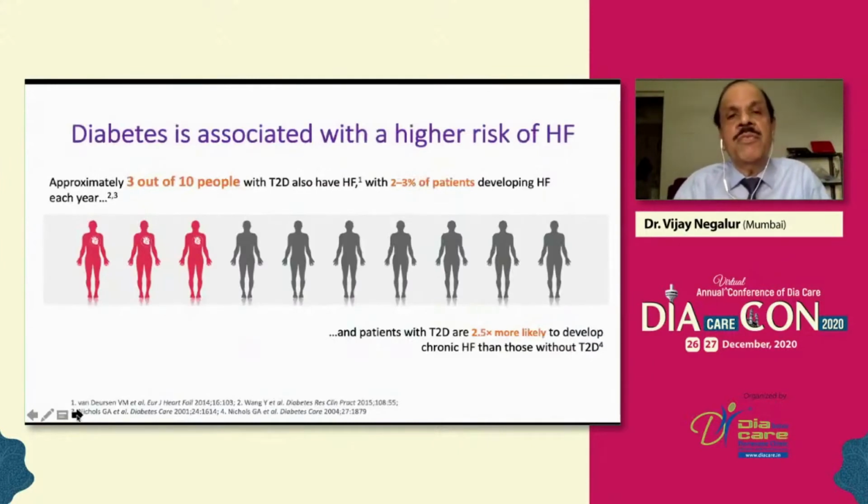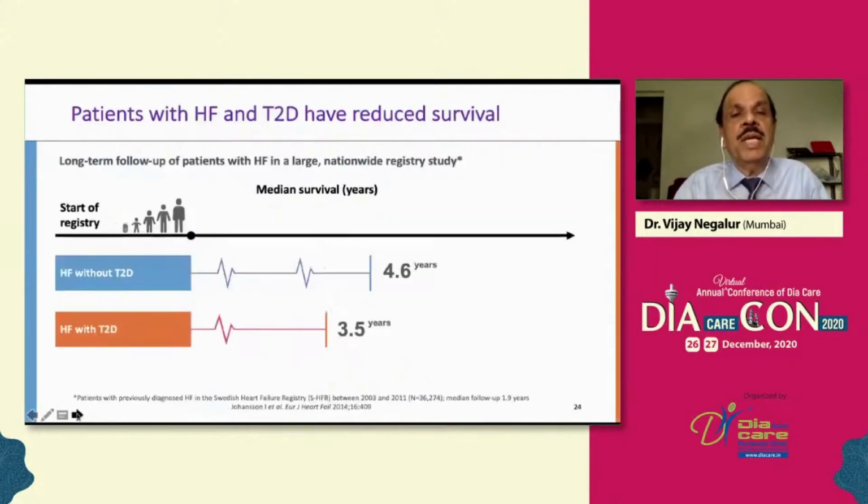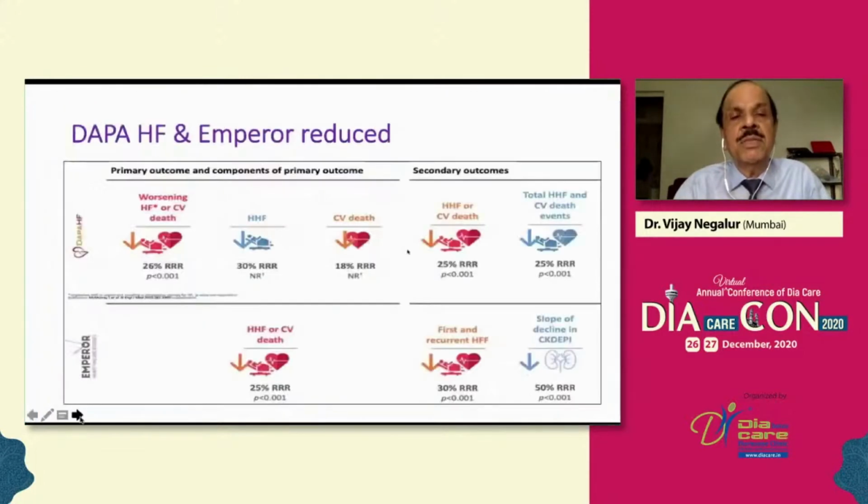So we know that heart failure is pretty common. 3 out of 10 patients have heart failure, and it is 2 to 3%, and it is 2.5 times more common in patients with diabetes to develop heart failure. And when you have heart failure, you lose 4.6 years of life compared to 3.5 years for those without heart failure. So therefore, there's a significant loss of survival.